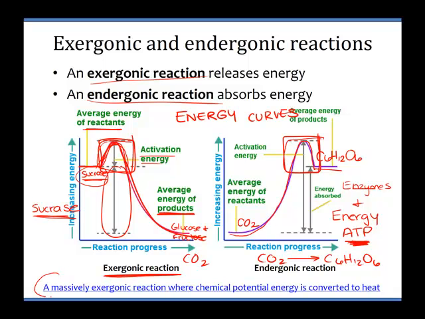This YouTube link down here, by the way, is from a show called Mythbusters. I don't know if you guys have ever heard of it, but they are demonstrating a massively exergonic reaction where chemical potential energy is converted to heat. They're using a chemical called thermite to try and melt a car. It's pretty cool. So take a watch.